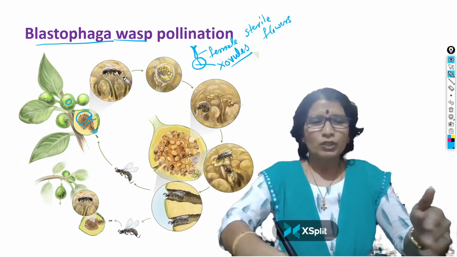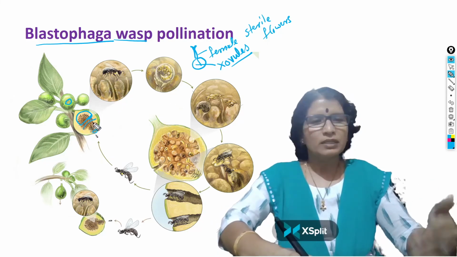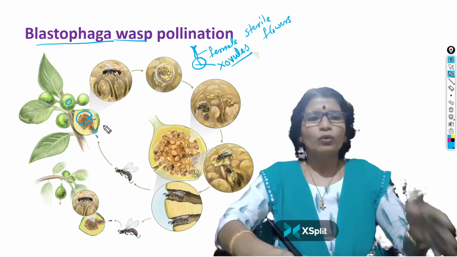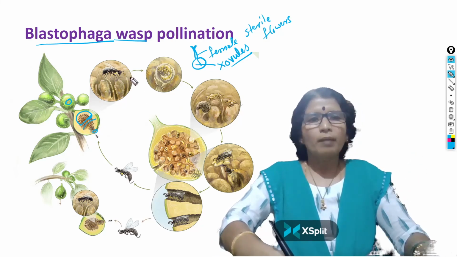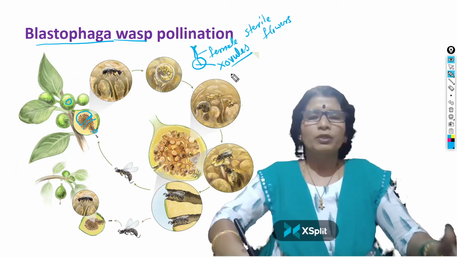In this way, by the Blastophaga wasp, the Hypanthodium inflorescence is pollinated, and by the Hypanthodium inflorescence, Blastophaga completes its reproduction. This is about the Hypanthodium inflorescence.